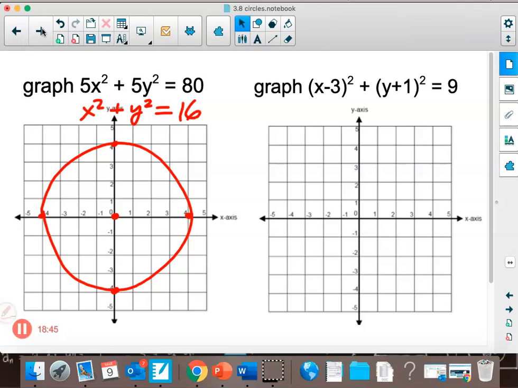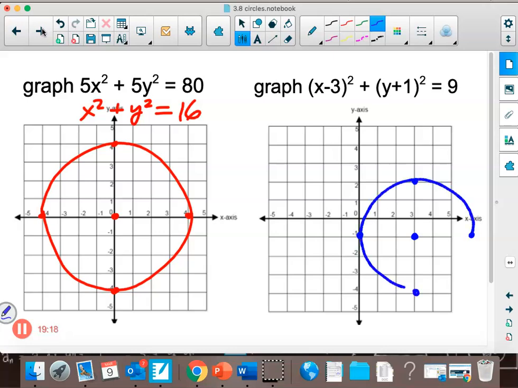So on the second one, what's the center? 3, -1. Are you sure? Yes, sure, of course. 100%? 110%. What's the radius? 3. So I go out 3. I'm off the chart here. That's okay. 3, 3, 3, and then connect the dots. And there's your beautiful circle.